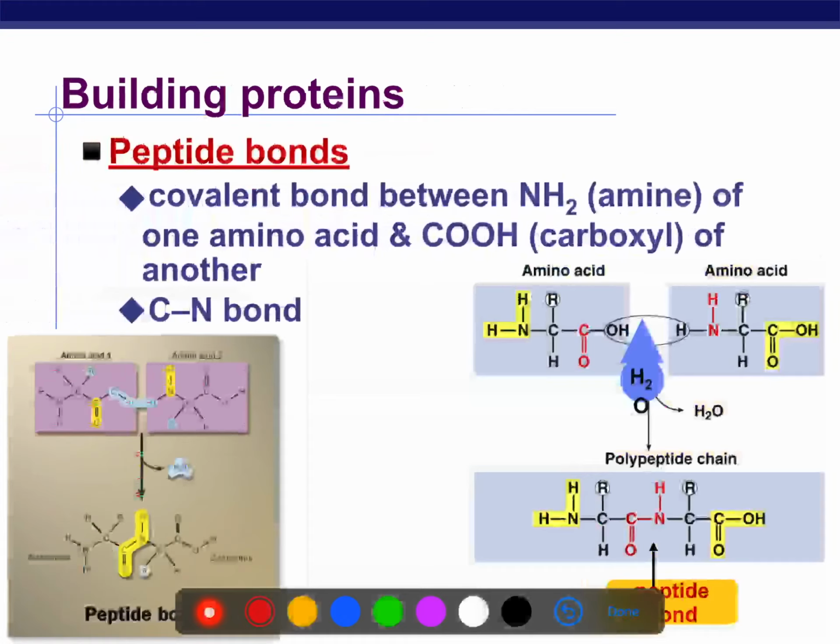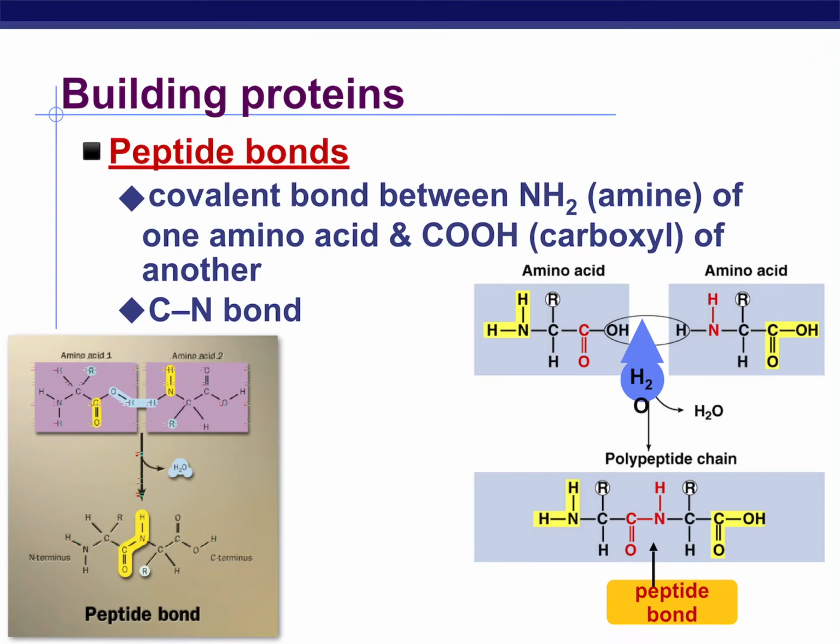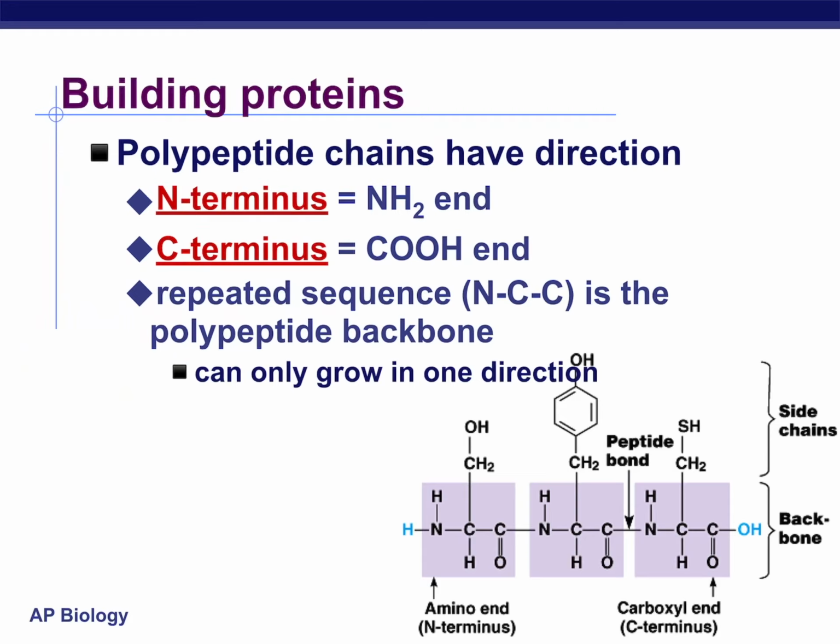And so when we build proteins, we're going to do the exact same thing, a dehydration synthesis reaction. So here we have our H and our OH group. The hydrogen comes from the amino group, and the OH comes from the carboxylic acid of the amino acid next to it. We lose water, and then we form something called a peptide bond.